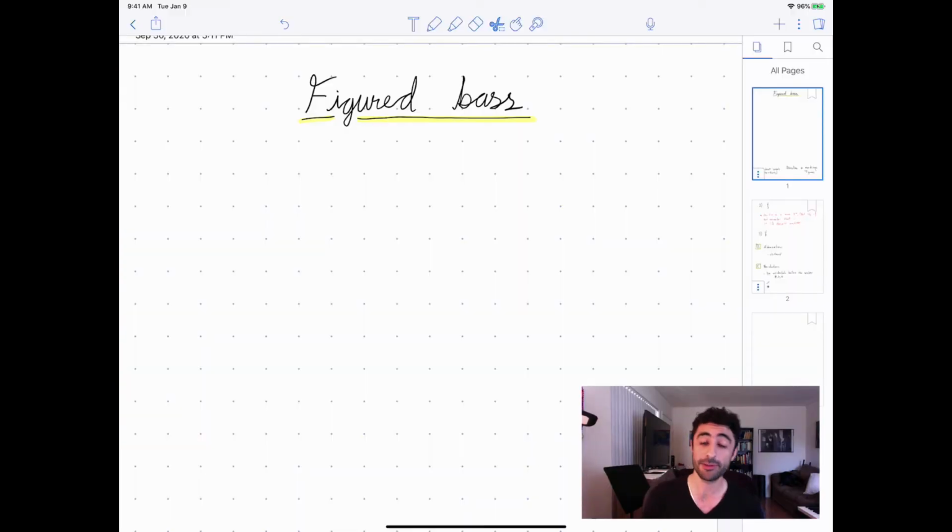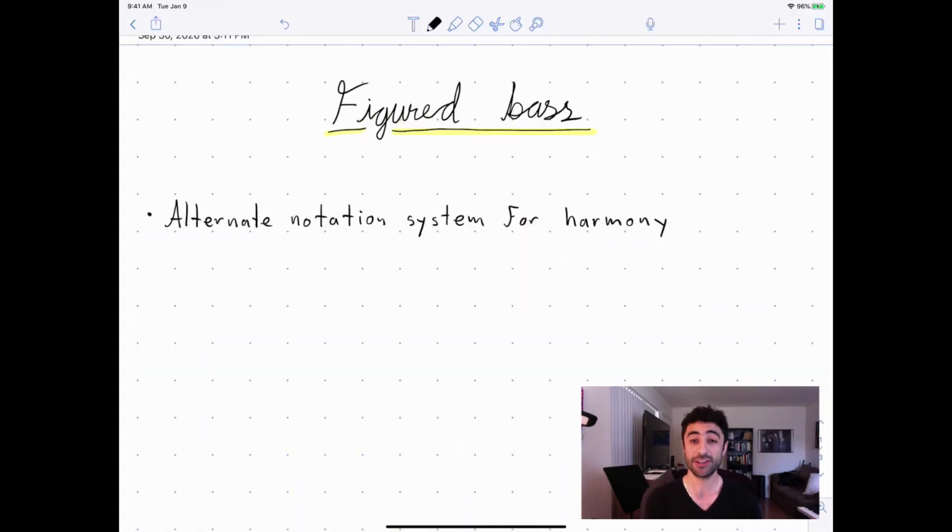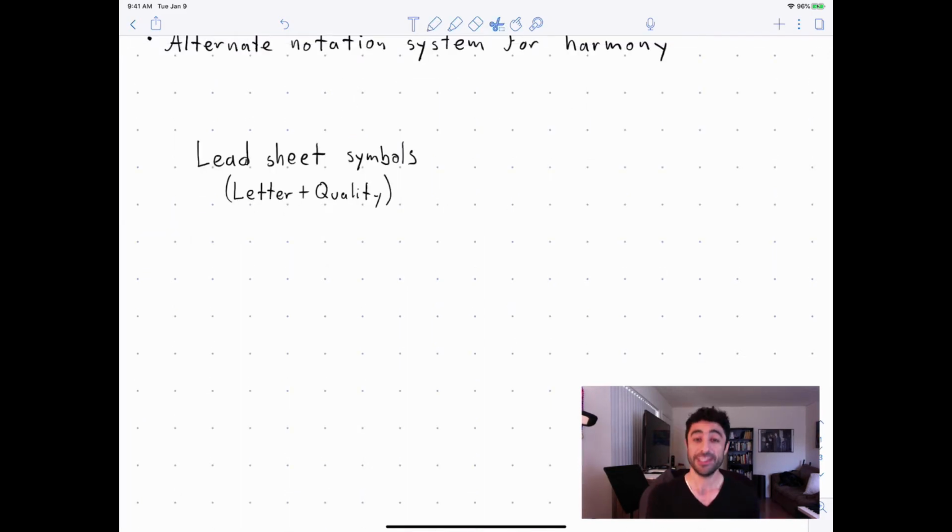Let me make a little summary of everything that we talked about. I told you guys that figured bass was an alternate notation system for harmony. The notation system that we've been using in class so far, which tells us what the chord is and what its inversion is, is lead sheet symbols, right? Letter and quality. But that is not the one that we're going to be talking about in this video.